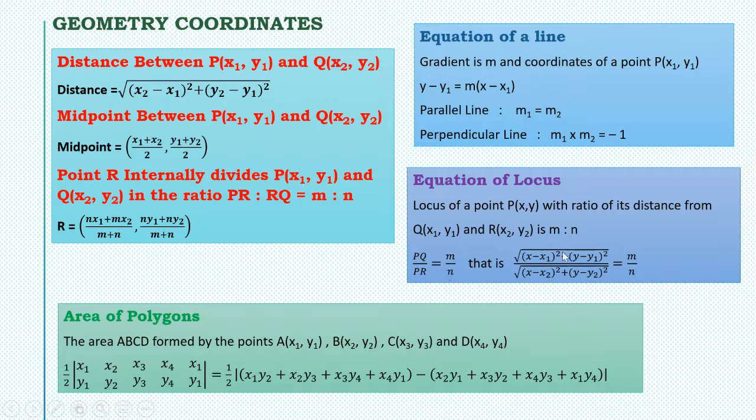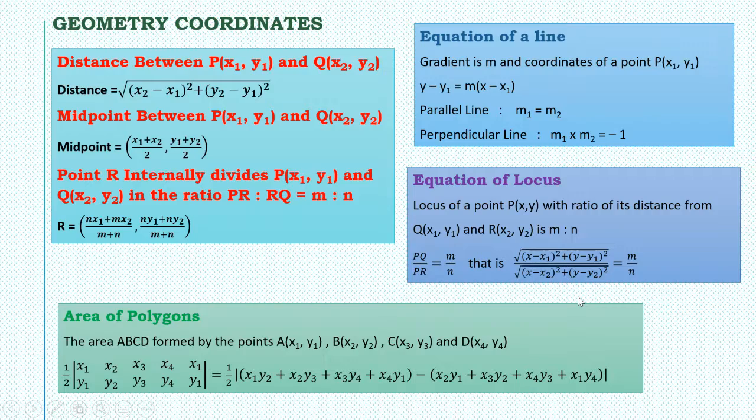So what you need to find is the formula for distance from P to Q, and the formula for distance from P to R equals the given ratio. Then from here you get the equation for your locus.